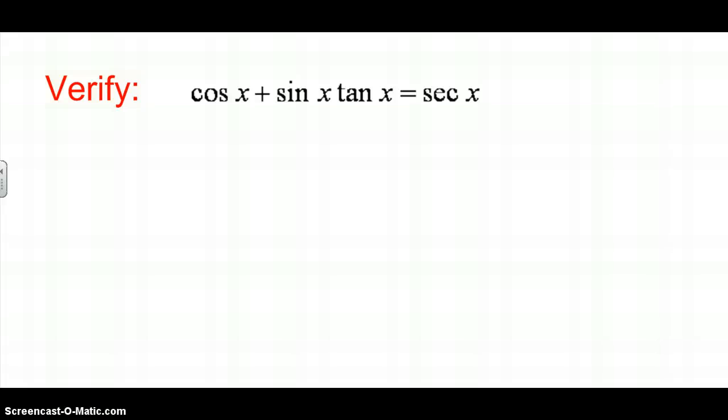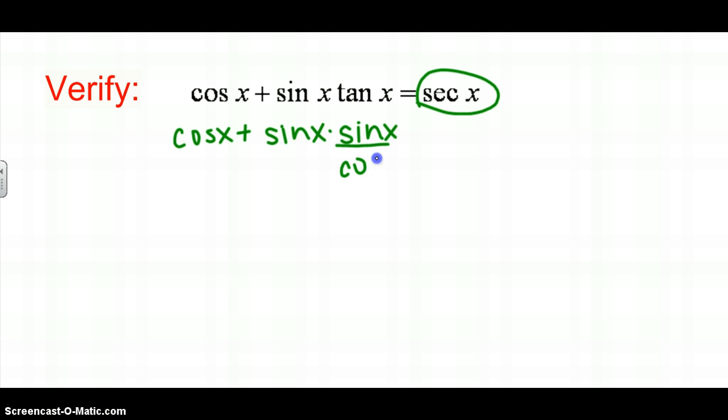Alright, again, I'm going to choose to work on the left side, so I'm going to leave this one all alone. I've got cosines and sines already in here, so I think a good idea would be to turn tangent into sine and cosine. So cosine of x plus sine of x times sine of x over cosine of x.